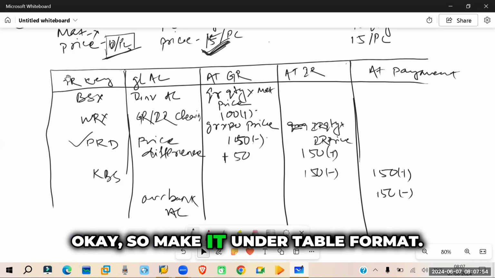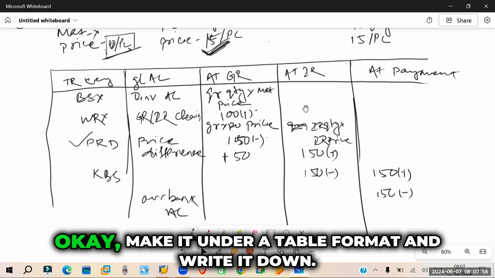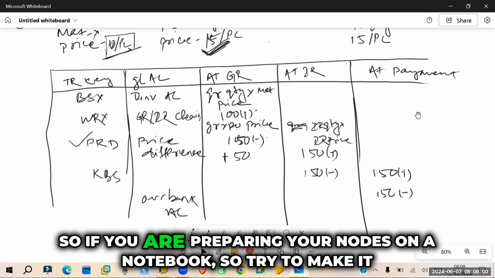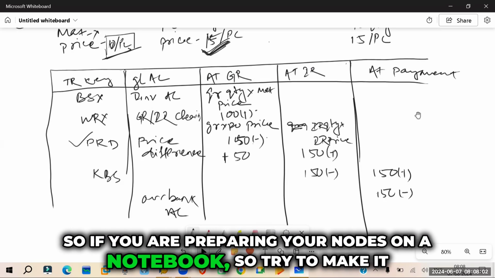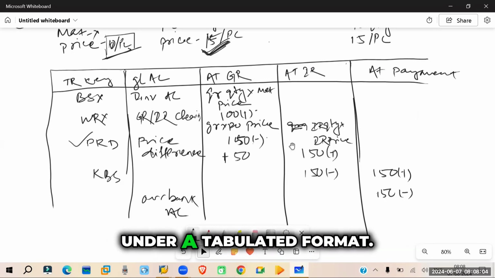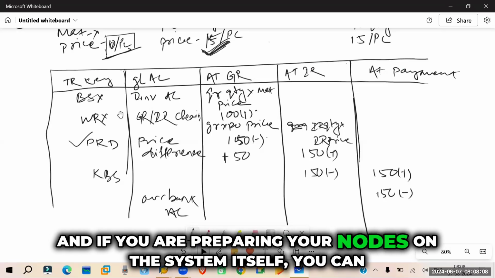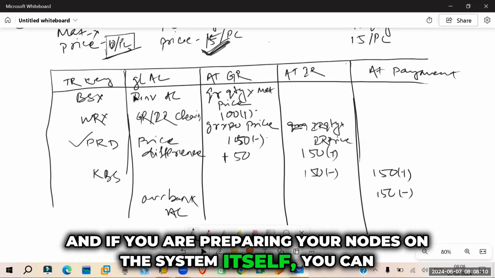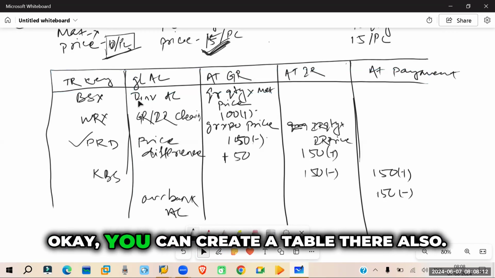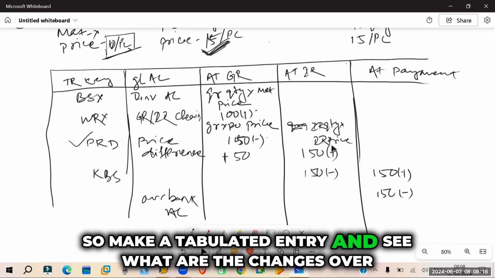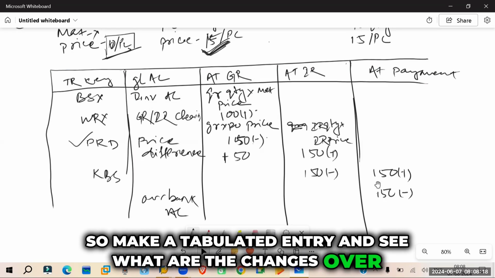Make it in a table format and write it down. If you are preparing your notes in a notebook, try to make it in a tabulated format. If you are preparing your notes on the system itself, you can create a table there also. So make a tabulated entry and see what the changes are over here.